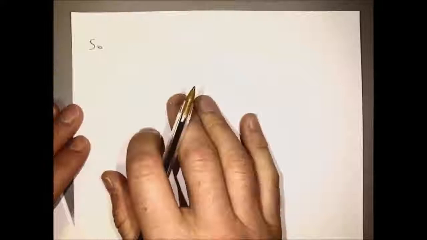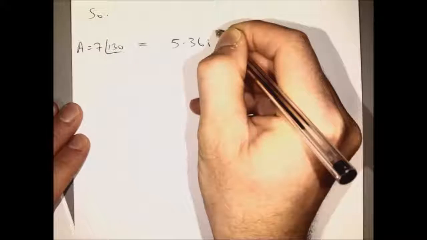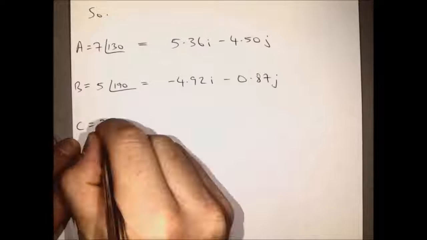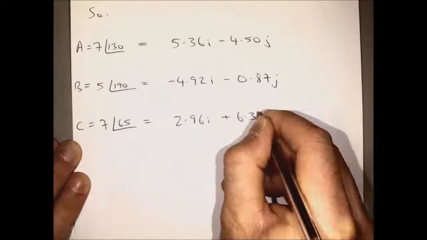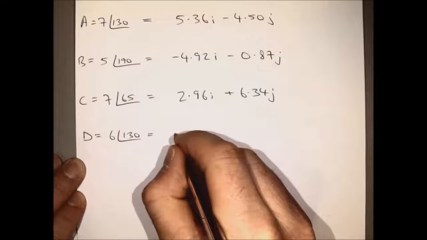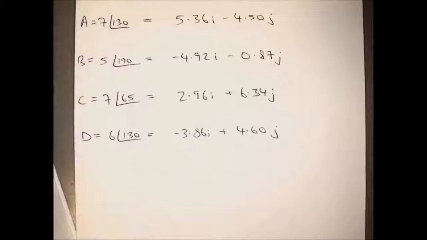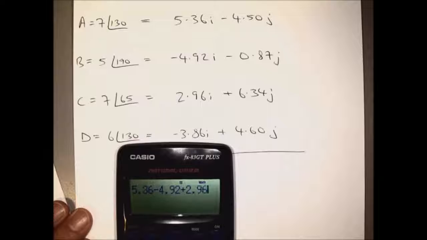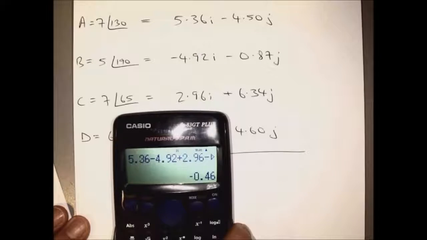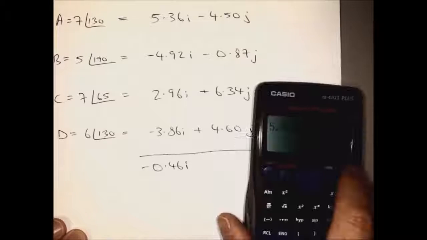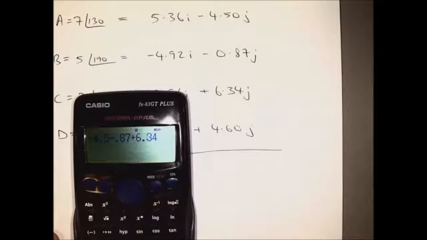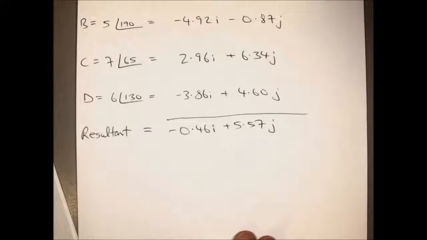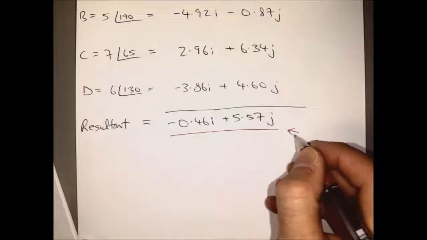Now, to get our answer of our resultant in Cartesian form, we can just add up the forces when they're in Cartesian form. So we'll add up all our I components and add up all our J components. So we'll add 5.36 minus 4.92, 2.96 minus 3.86, and we'll get an answer for the I part of our resultant. And do a similar process for the J part. So that's our answer. The resultant is minus 0.46 I plus 5.57 J.